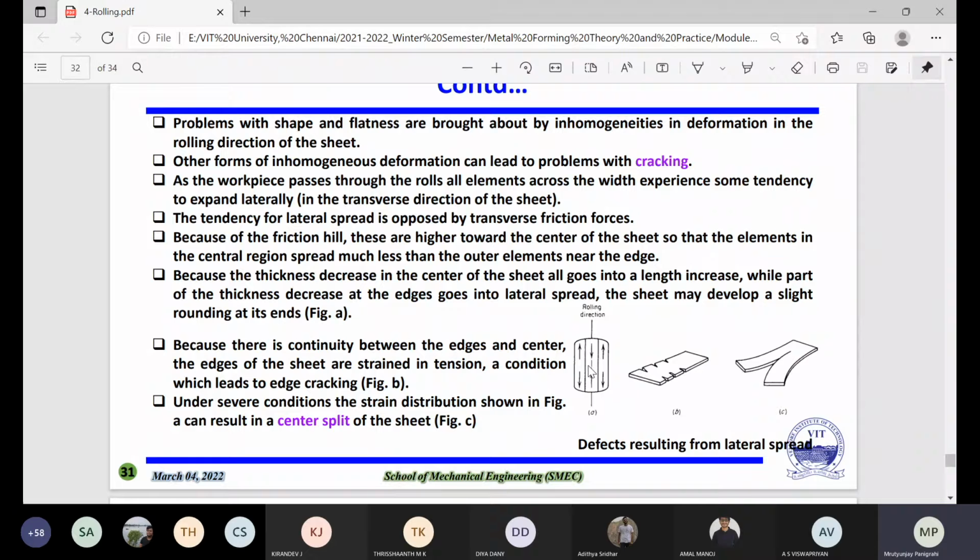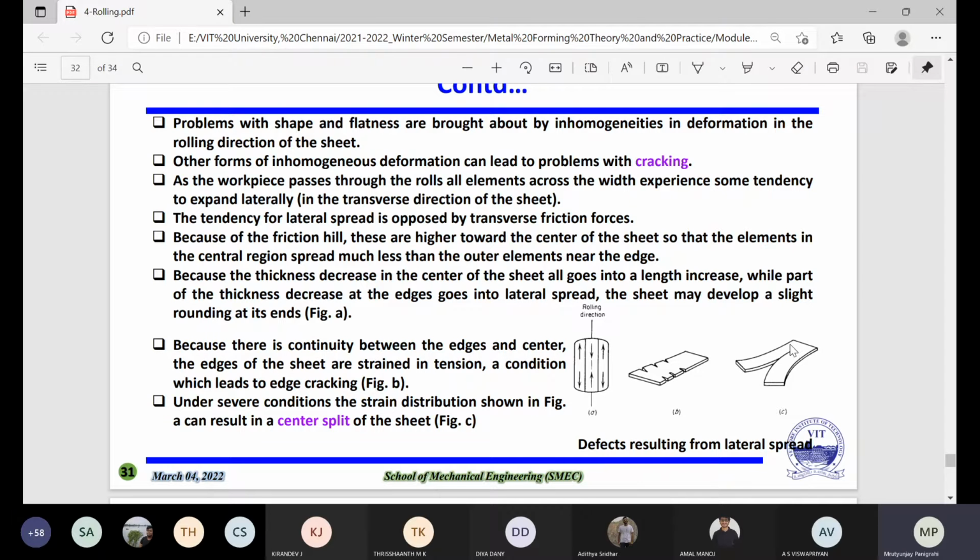And the center part will try to cope up with the outer part. The moment they have different goals, you will find outside edge cracks, not inside cracks. And when you have a lot of edge cracks and a lot of strain difference, or strain distribution, after a long time and propagation of the crack, you will find some center split.